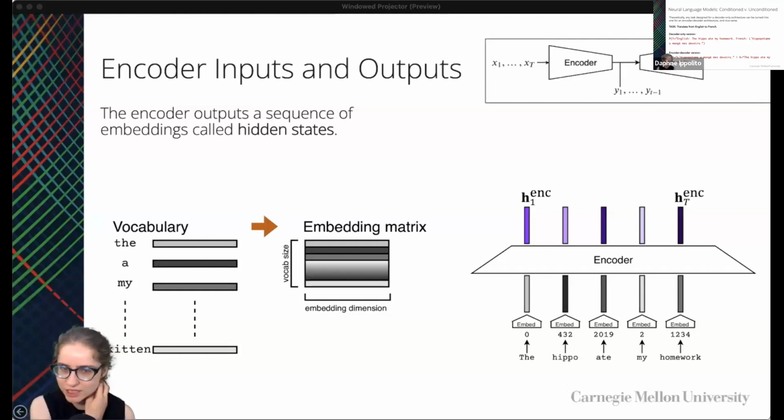So let's look at what the encoder outputs. I've already talked about this, but the encoder outputs just a sequence of hidden states, one per position in your input sequence. I'm going to refer to these as the hidden states of the encoder, and these will be purple rectangles in all of my slides.